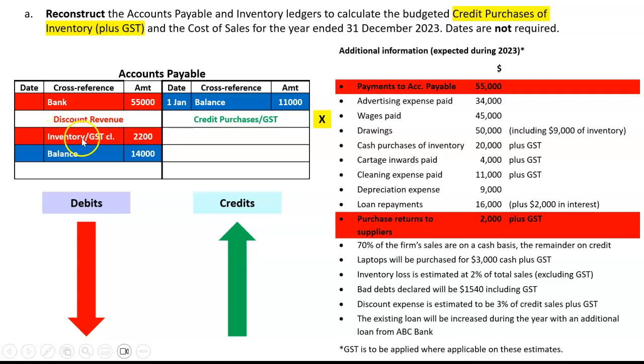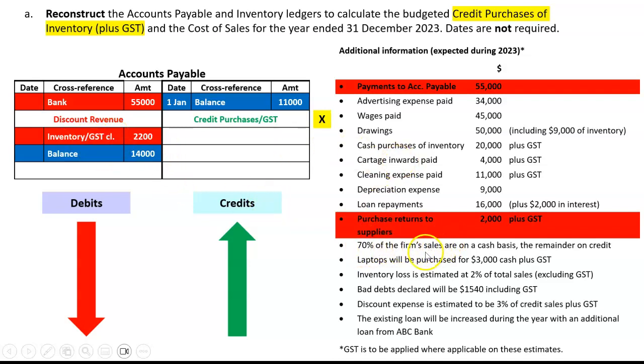Technically, the reference would be inventory slash GST clearing. Just remember for budgeting as well, not only do dates not matter, but the referencing doesn't matter either. It's just if you do have a problem and we try to find marks for you, we're looking for numbers predominantly. So we're looking for that number. Yeah, if you wrote purchase returns there, in another SAC, that's a problem, but for this one, it's no big deal. All right, let's keep going.